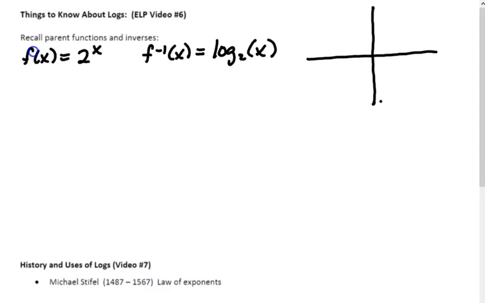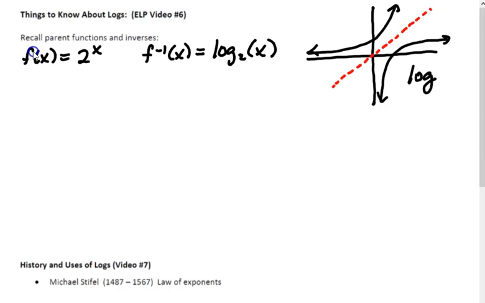The log graph looked like this. It has an asymptote on the y-axis and kind of curved up and to the right, going kind of flat but continuing to go up. And the exponential function had an asymptote on the x-axis and behaved like this. And we learned that if the two graphs are a reflection across the line y equals x, they have the characteristics of an inverse graph.